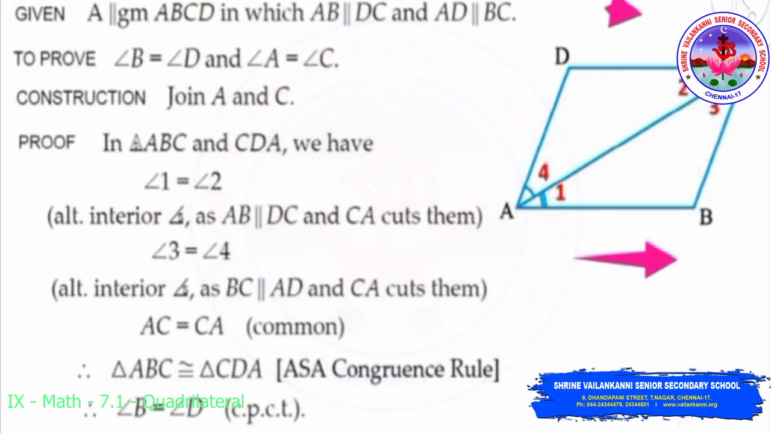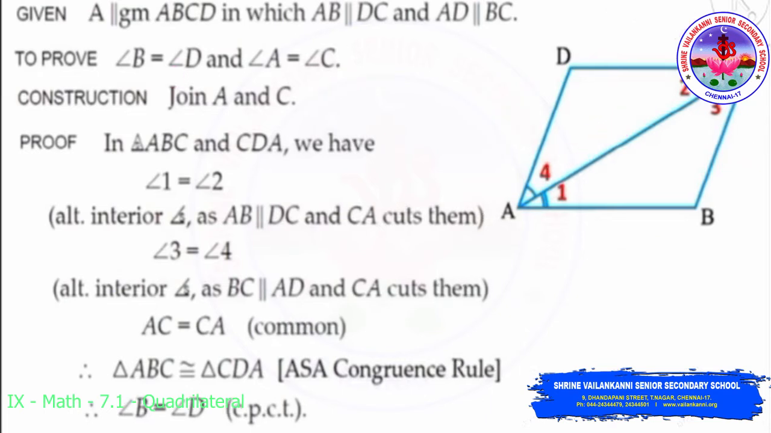So AB is parallel to CD and AD is parallel to BC by the property of the parallelogram. To prove angle B is equal to angle D, angle A is equal to angle C, we are doing the construction: join diagonal AC. Let us consider triangle ABC and triangle CDA. We know that AB is parallel to CD and AC is a transversal.